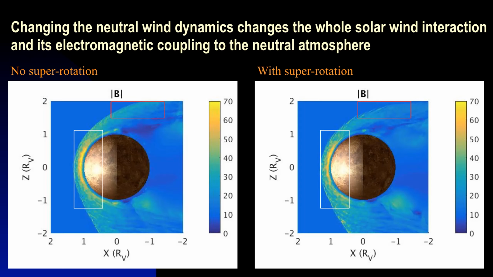If you look at the shock shape in the red boxes, you'll see they're different. There are also differences in the magnetic barrier in the white box, though they're a little more subtle. So the choice of neutral atmospheres, the winds in particular, make a difference. And the question is why?